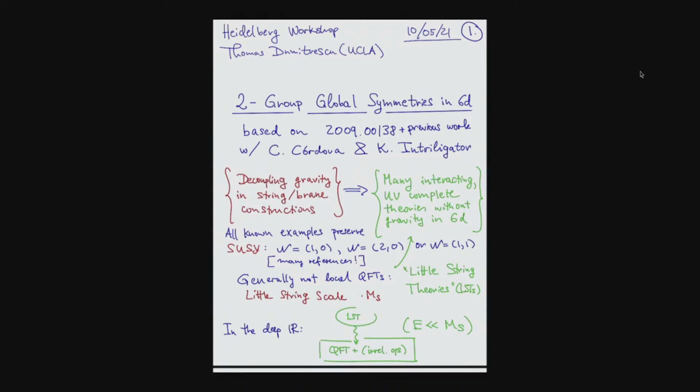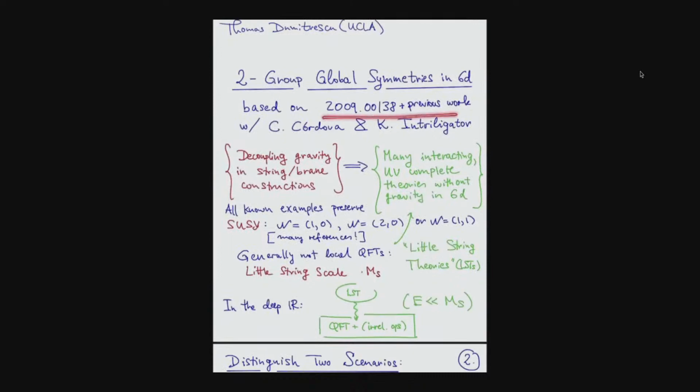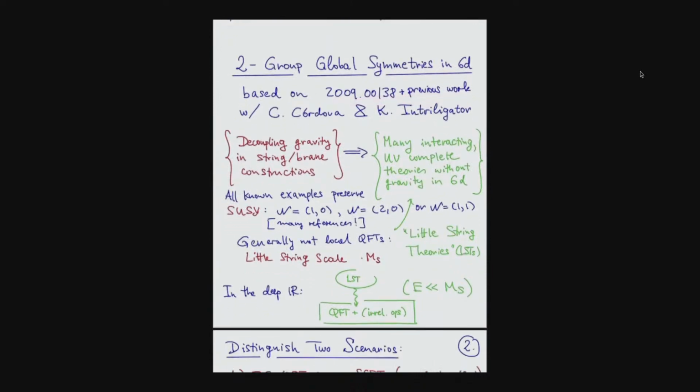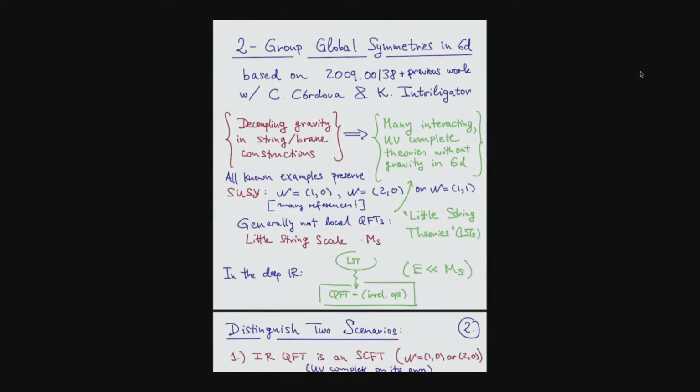I'm going to be talking about two-group global symmetries in quantum field theory. I'll explain what these are. And concretely, I'm going to do that in the context of six-dimensional quantum field theories, mostly supersymmetric theories inspired by string theory. This is based on a paper that I wrote last year with Clay Cordova and Ken Intriligator, as well as some previous work and some ongoing work that I may or may not have time to mention.